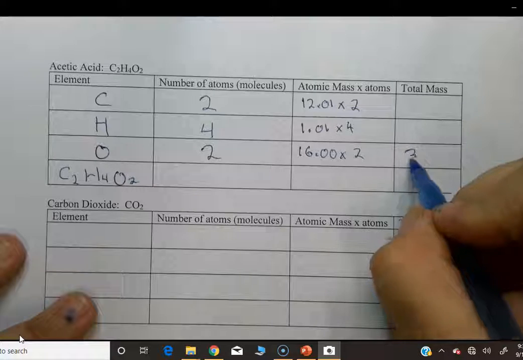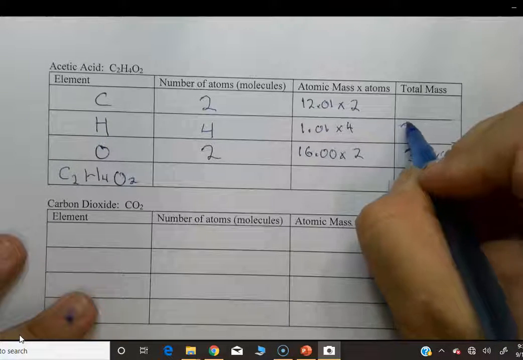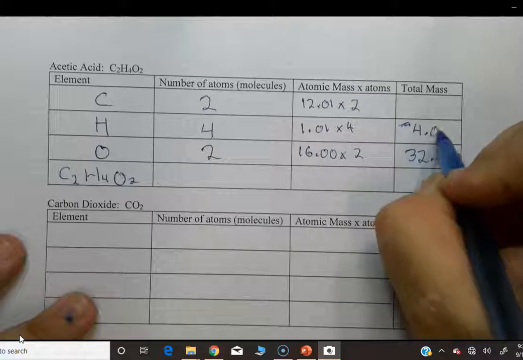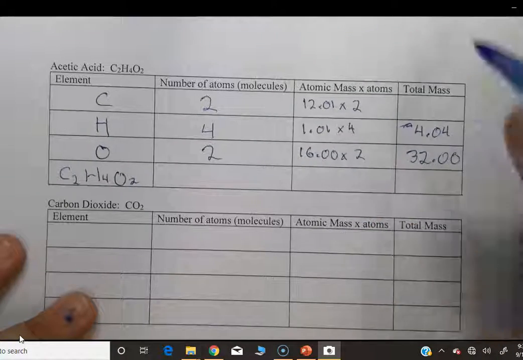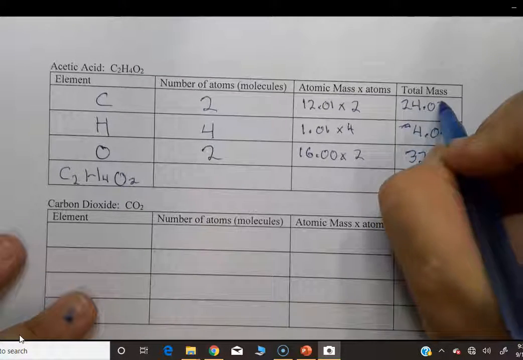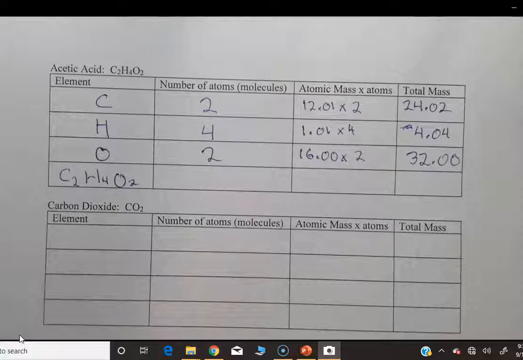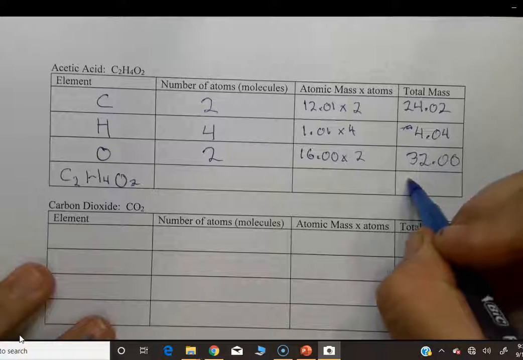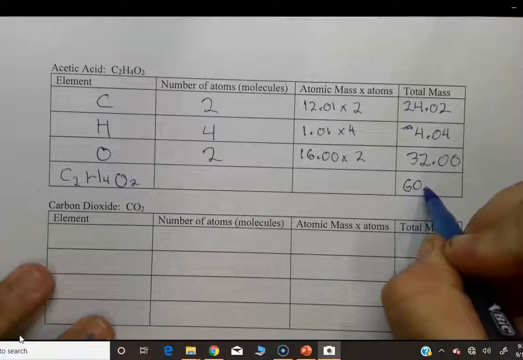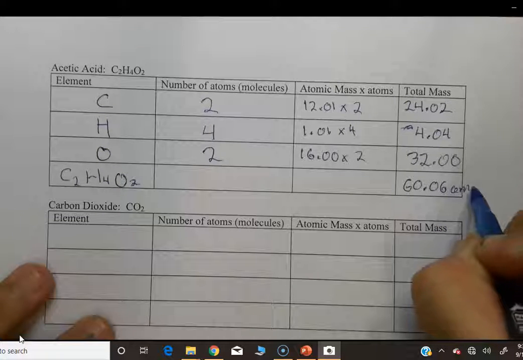And so this gives you 32.00, 4.04, and 24.02. You add that up and you get 32, 42, 52, 56, 60.06 atomic mass units for acetic acid.